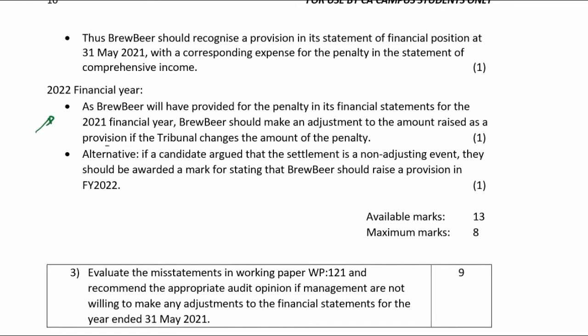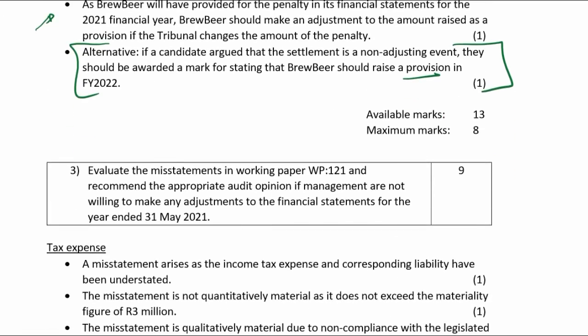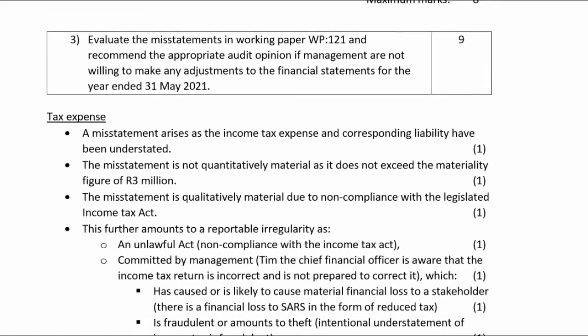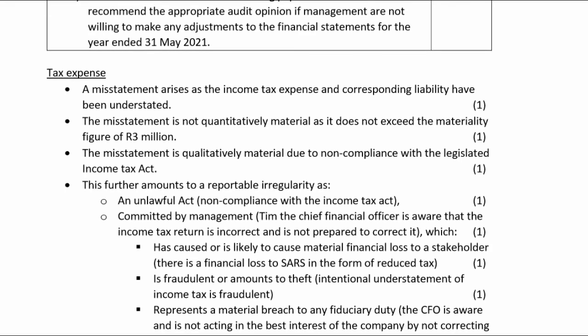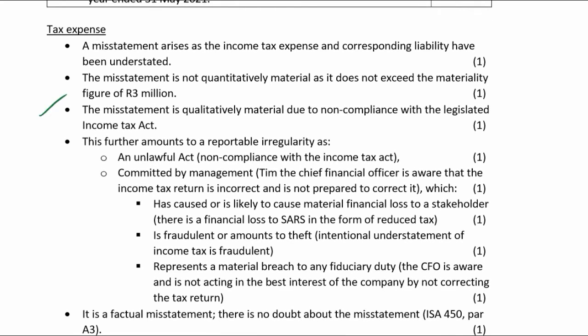There is, however, a mark. If you didn't raise the provision in 2021 and you raised it in 2022, you'll get your mark because ultimately, at least the provision will be correct in the financials. The expense not. Evaluating the misstatements, tax expense, quantitative, qualitative evaluation. There's a reportable irregularity. This is factual and there's a disagreement.